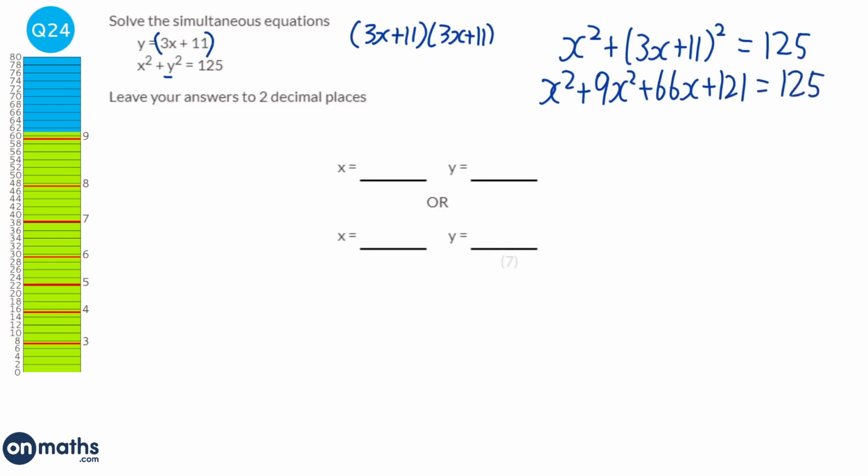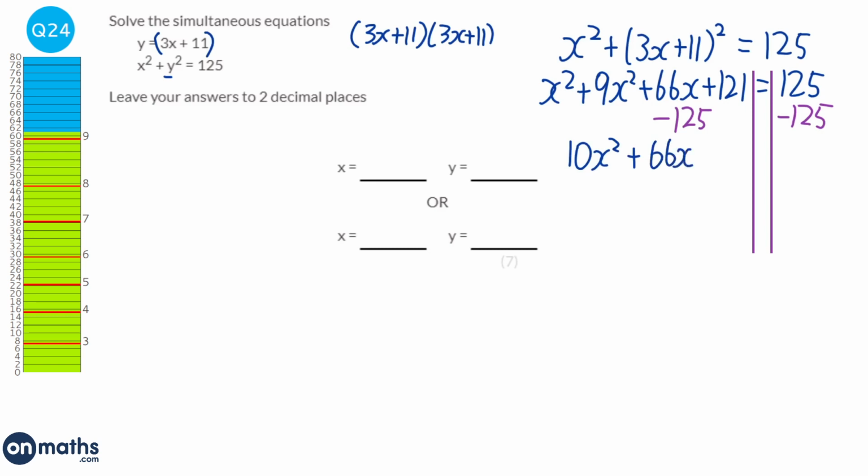Now at this point we want everything to equal 0 because it is a quadratic. So to solve it we need it to equal 0. So we're just going to tidy it up and add the bits that need to be added, and we're also going to subtract 125 both sides to get it equal to 0. So x squared plus 9x squared is going to be 10x squared. So we might as well just write it as 10x squared. We've got 66x just on its own, and we've got 121, take away 125, which is minus 4, equal to 0.